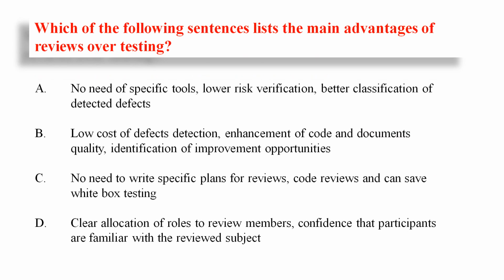Which of the following sentences list the main advantages of reviews over testing? So that is what he is asking. Advantages of reviews over testing. These are all the options, A, B, C, D. Just go through these options clearly. It is very clear. So option B is the correct one. The rest of the options are wrong.